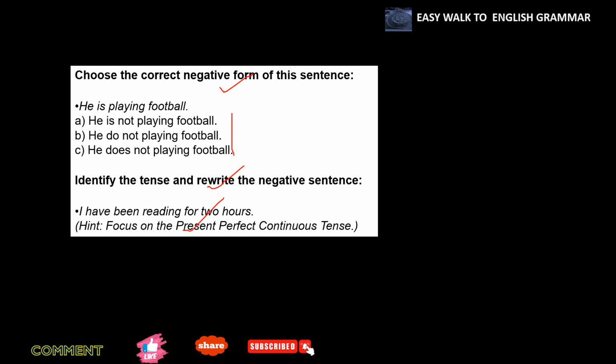Today, we learned how to change positive sentences into negative ones. We covered the rules, practiced with examples, and learned how to avoid common errors. Keep practicing to become confident with this skill.